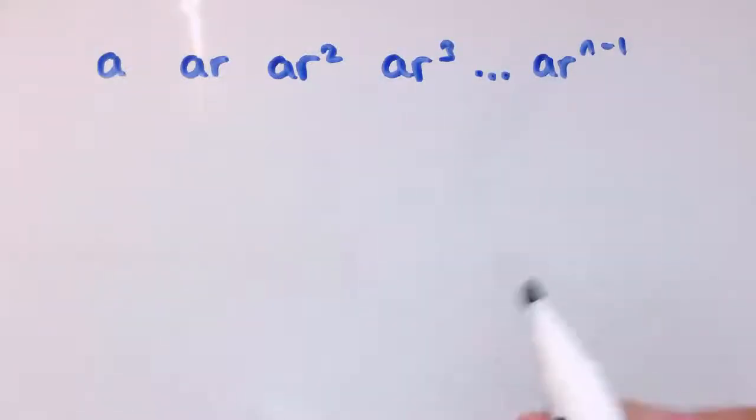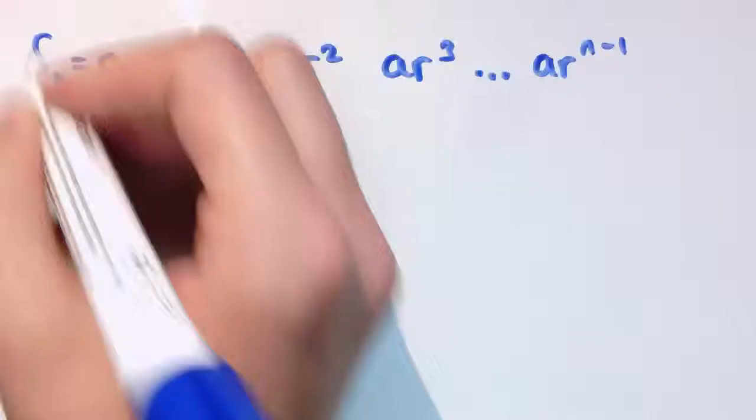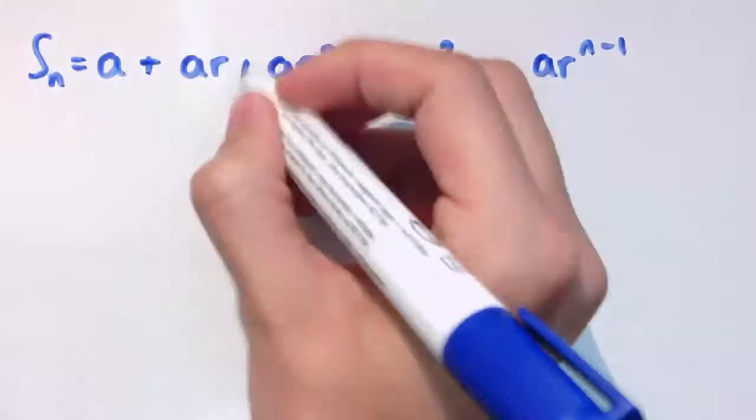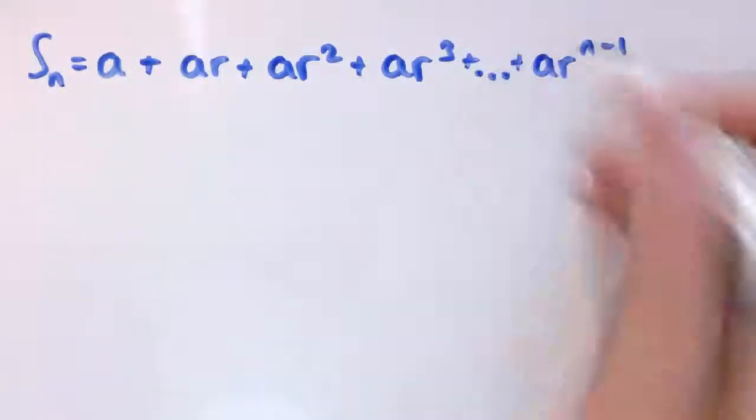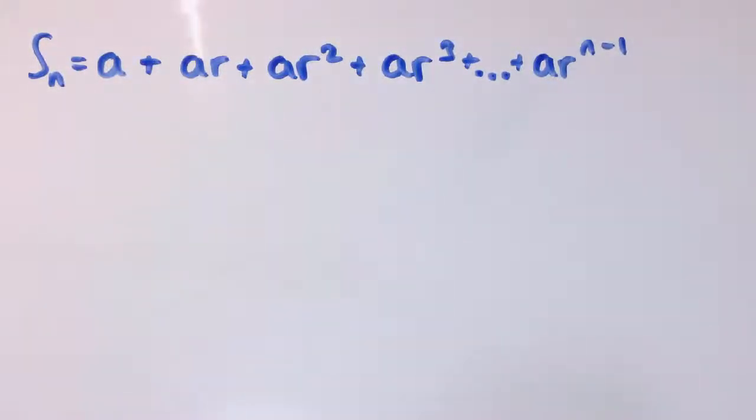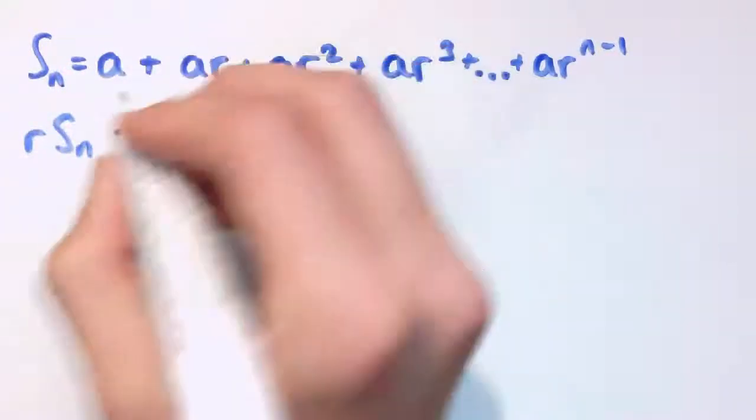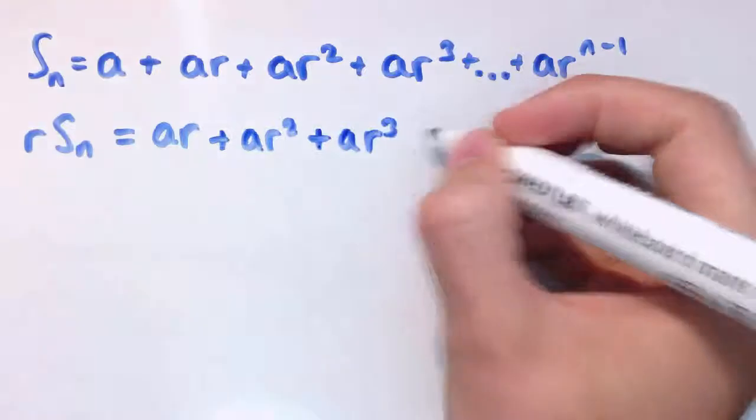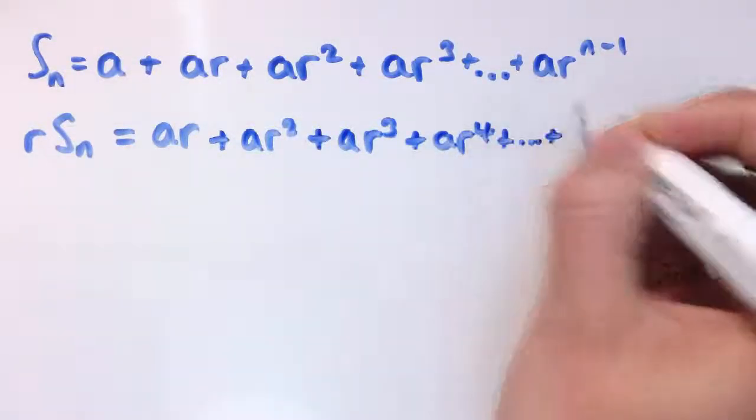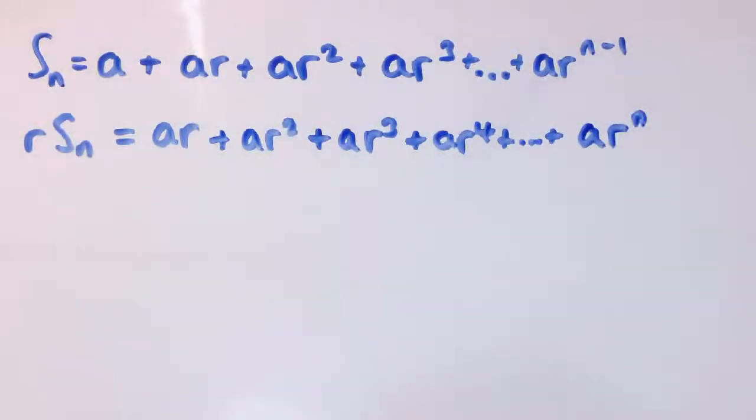So to prove the sum of this geometric progression, let's call the sum Sn. That means the sum up to n terms. So that's just adding all of these terms together, all the way up to ar to the n minus 1. Now let's also think about what r times Sn would be. I'm going to multiply each term by r. So a becomes ar, this one is ar squared, this one is ar cubed, I get ar to the 4, and the final term, ar to the n minus 1 times another r, is ar to the n.